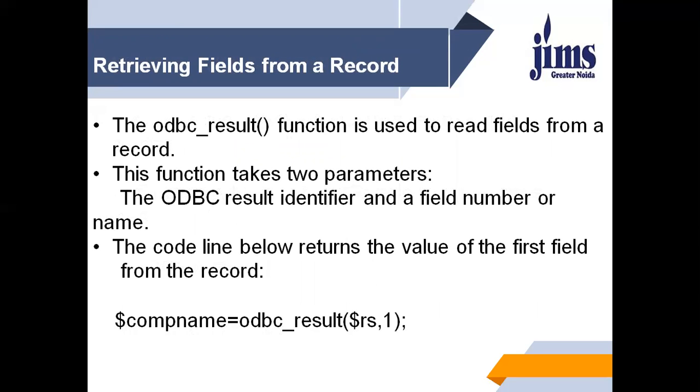Retrieving fields from a record: the odbc_result function is used to read fields from a record. This function takes two parameters, the ODBC result identifier and a field number or a name. This code below returns the value of the first field from the record. So we are using odbc_result and we are passing this $rs variable, comma 1, and we are storing it in the variable $compname. So the value of the first field from the record will be stored in company name. So this is how you retrieve fields from a record.